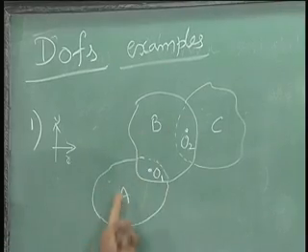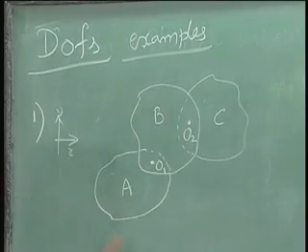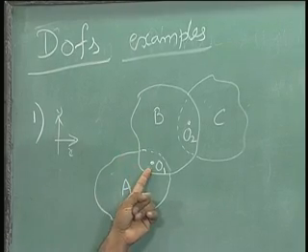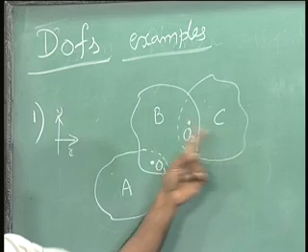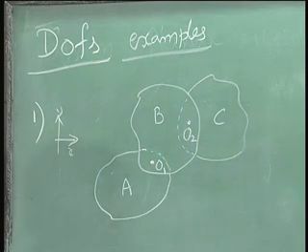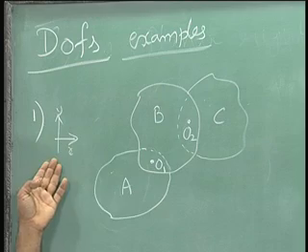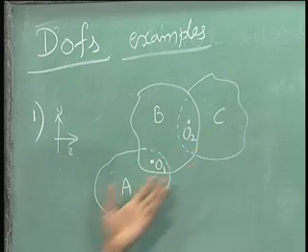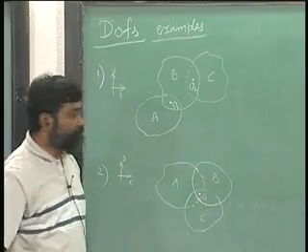Look at this, there are 3 rigid bodies, rigid body A, B, C. A and B are connected at point O1, pinned at O1, B and C are pinned at O2. I am just defining a fixed frame of reference. Now the question is, how many degrees of freedom does this system have?